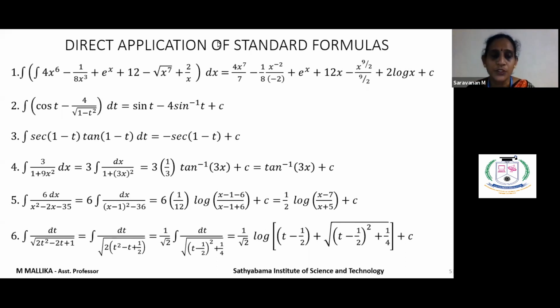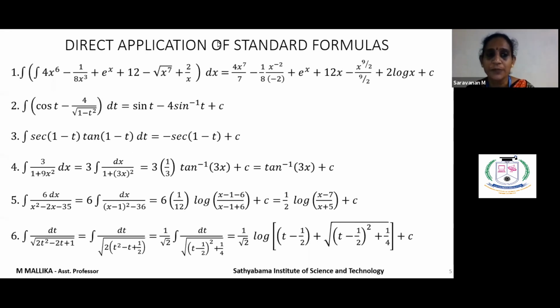In the third problem, what you have is the integral of secant of 1 minus t into tan of 1 minus t. Actually, this is of the form integral secant x into tan x. And the answer for that integral, by the formula list, is plus secant x. Here, in the place of x, I have 1 minus t. Since the coefficient of t is minus 1, I have to divide by minus 1. That's why you get a negative sign, which is minus secant of 1 minus t.